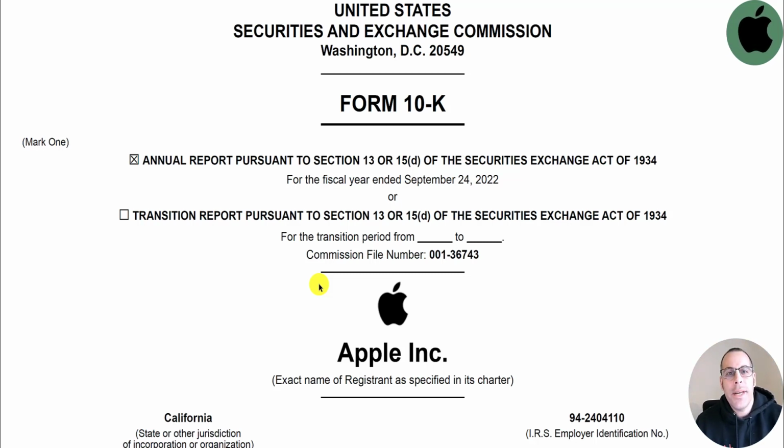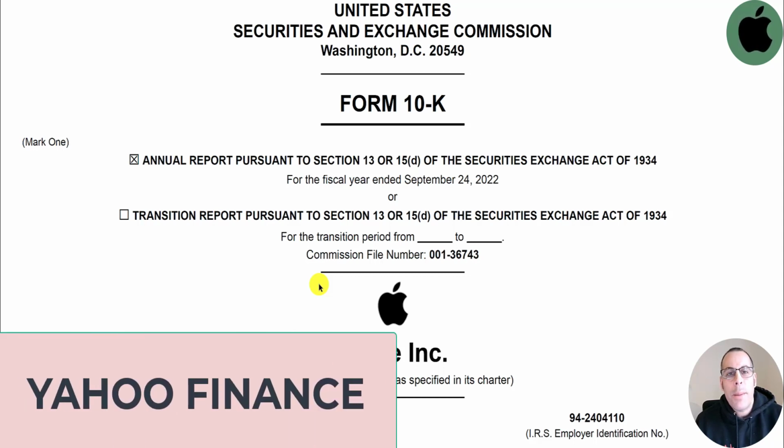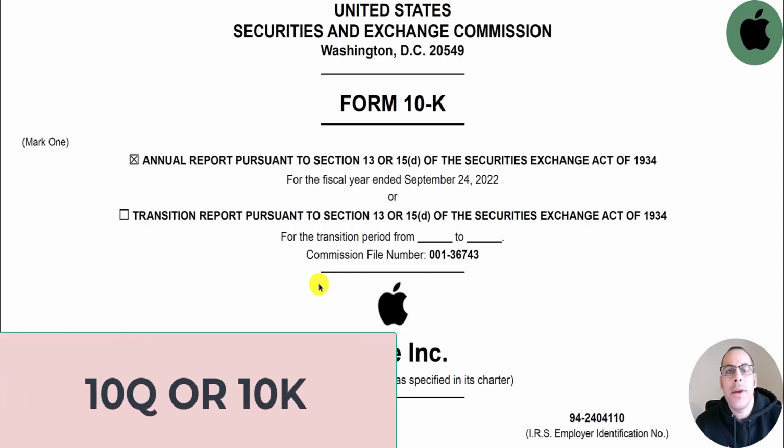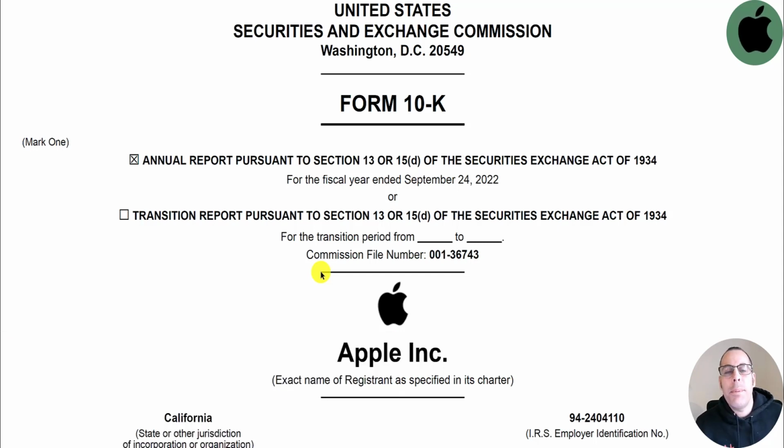If you want to look at financials for a company, you could go to websites like Yahoo Finance. I like to get the financials directly from the company. You can do that by looking at the 10Q or 10K. The 10Q comes out quarterly, the 10K comes out annually. Since Apple's accounting year is at the end of September, their most recent report is a 10K.